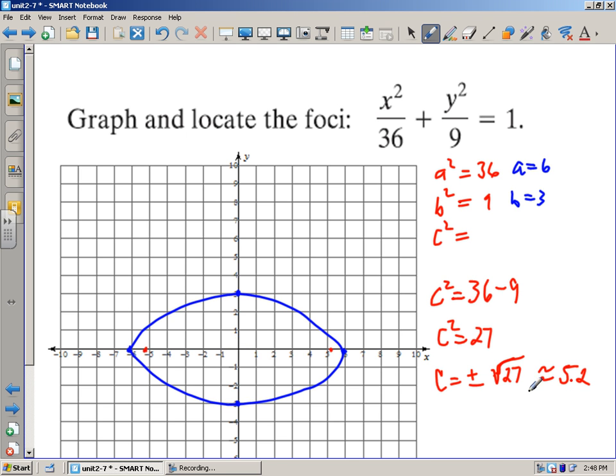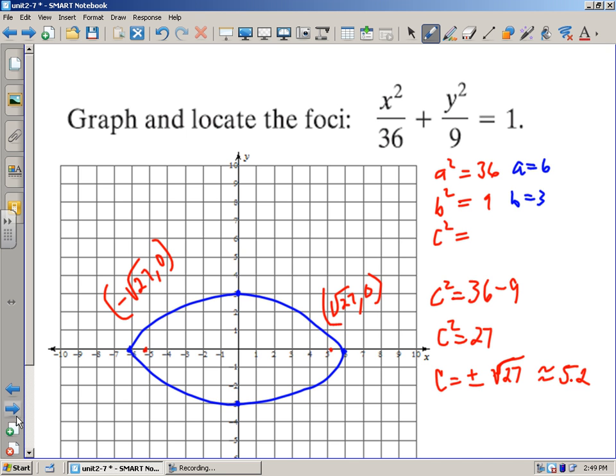This is a distance from the center of 5.2. I'm not really paying attention to negative signs because distance isn't negative. I'm just starting here at the center and going whatever distance my A, B, and C tell me to go. And now I'm going to make note of what this point is. So that's the square root of 27, comma 0, and this is the negative square root of 27, comma 0.